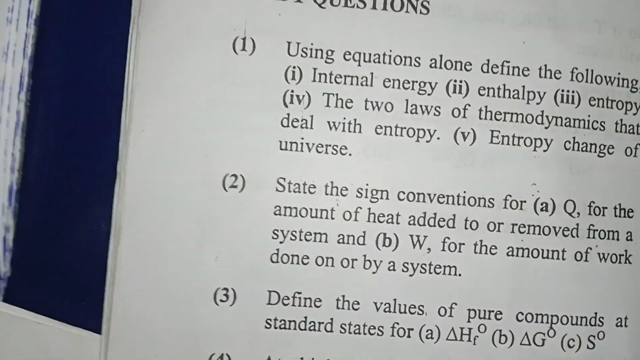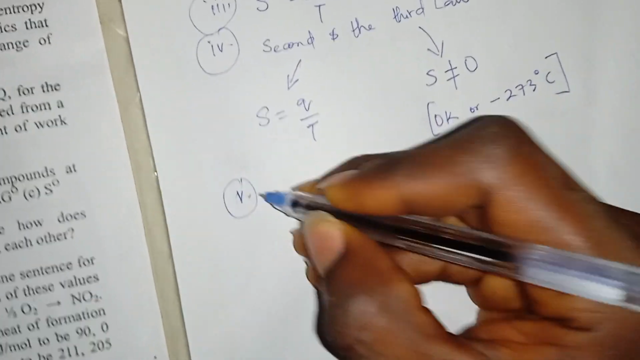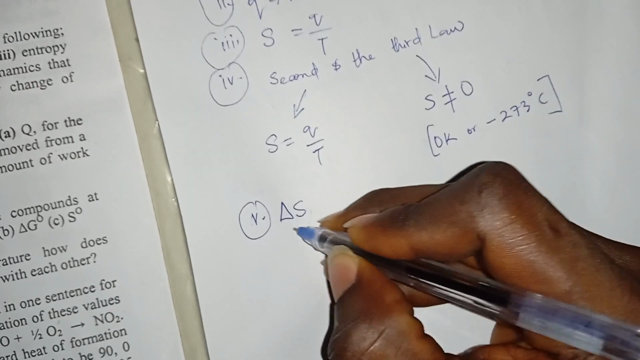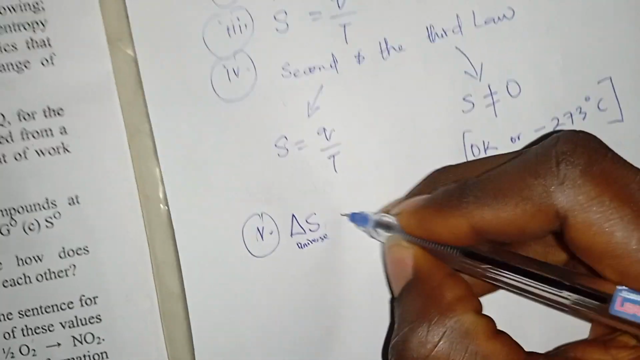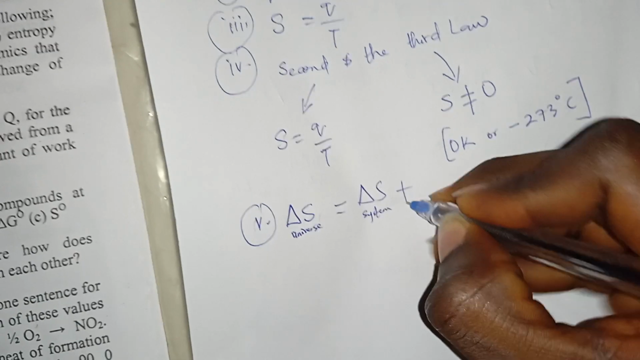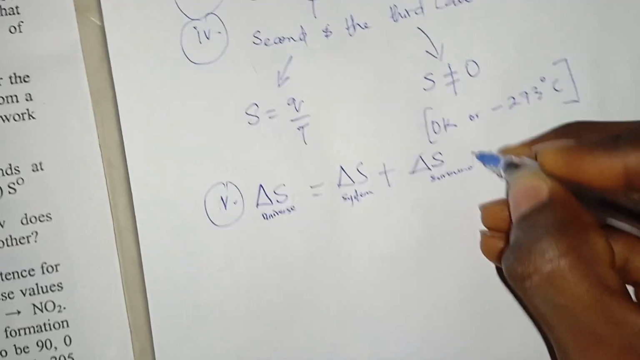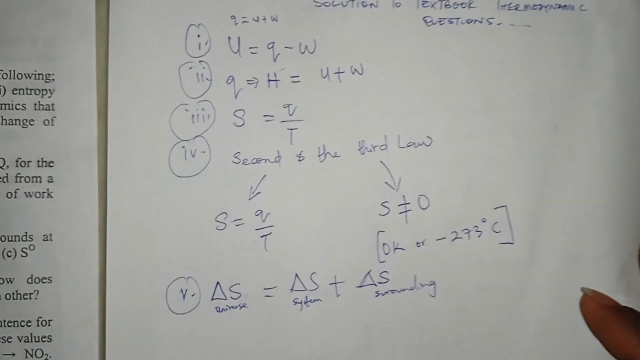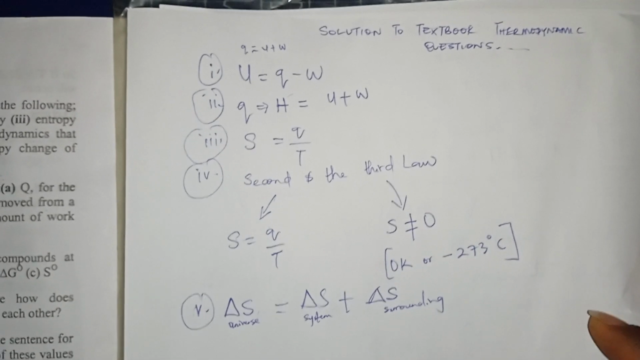Now they say, using equations, define entropy change of the universe. That is part V: the entropy change of the universe, delta S, is equal to the entropy change of the system plus the entropy change of the surroundings. So that's the solution to number one. Number two.